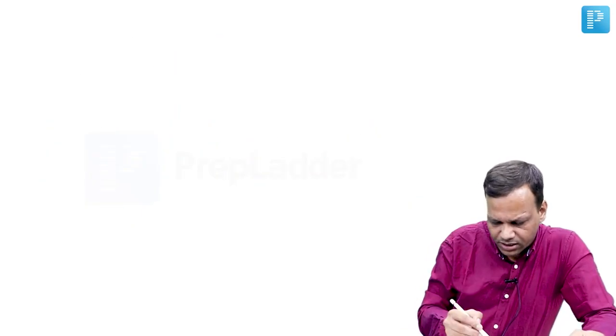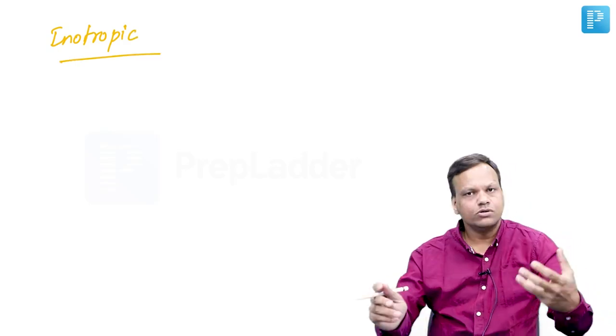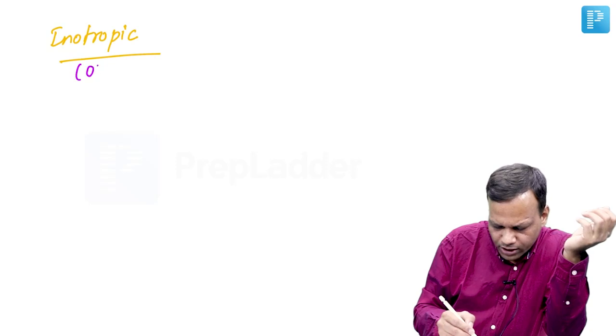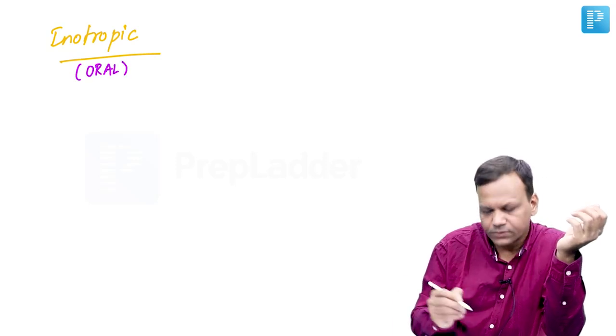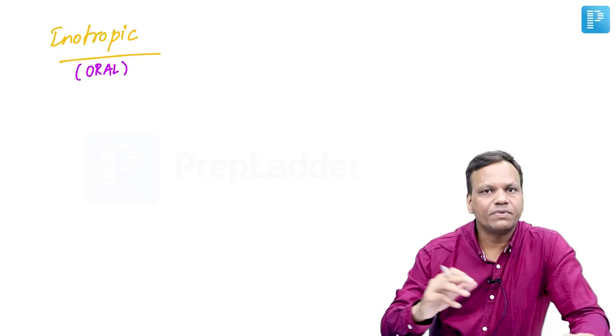Then moving to the last drug, which is inotropic drugs. Now inotropic drugs we were using in acute CHF, but in chronic CHF also. The important thing is a drug which is useful in chronic CHF must be given orally. The drugs like dopamine, dobutamine are not effective orally. So we cannot use them in chronic CHF.